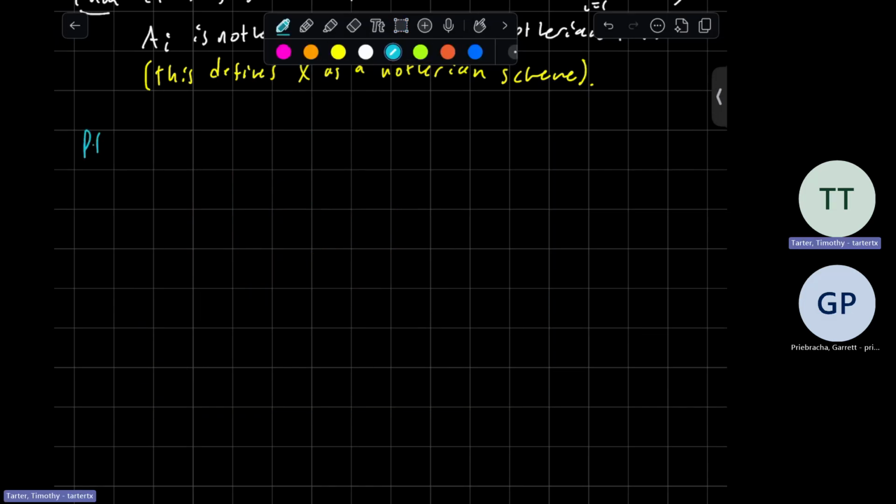Basically, the proof is: let V be contained in X, and we'll call it V bullet, and this will be an infinite sequence such that X contains V1, contains V2, contains V3.